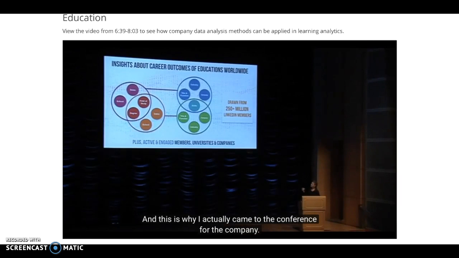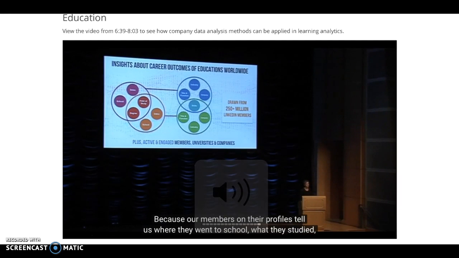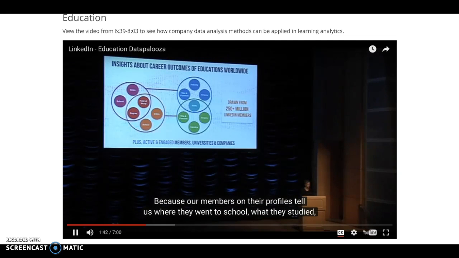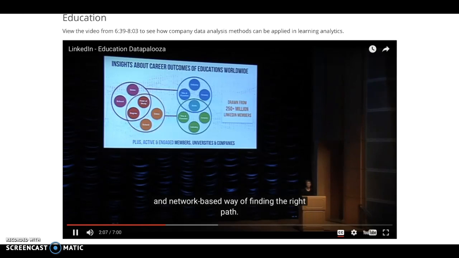Because our members on their profiles tell us where they went to school, what they studied, their degrees, and everything that they did in their careers afterward, we have a large-scale evergreen database of career outcomes of educations worldwide, more than 23,000 schools. We also have active and engaged members, 23,000 universities and millions of companies that are on the site that can together help these students really start to have a data-based and a network-based way of finding the right path.